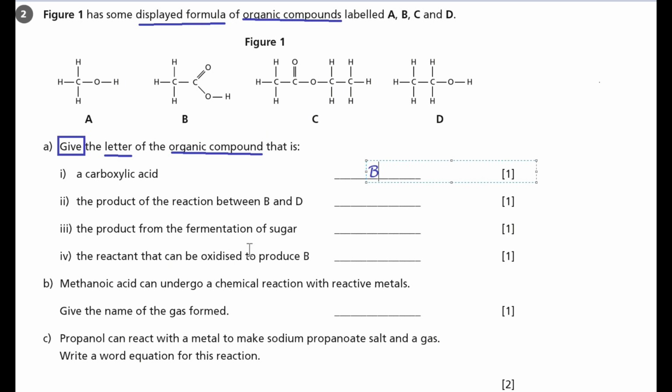Part 2. The product of the reaction between B and D. So B is a carboxylic acid and D is an alcohol because the bond OH here is an alcohol group. Now when a carboxylic acid and an alcohol react together, you get what's called an ester. This is a condensation reaction, so the two molecules stick together and make a bigger molecule, and they release another small molecule, which tends to be water. So the answer to this one is C. And this here is the ester that is formed between B and D. And the name of this ester is ethyl ethanoate, although you don't need to know the name of it.